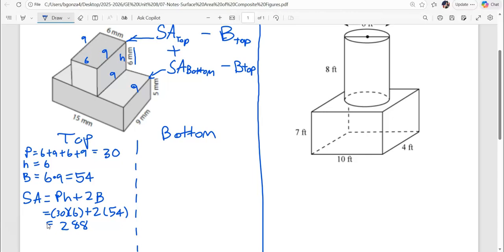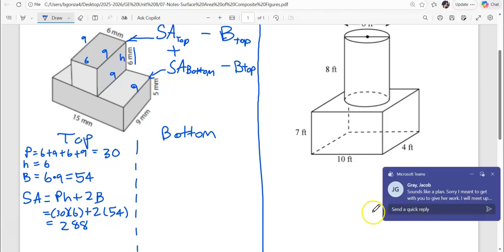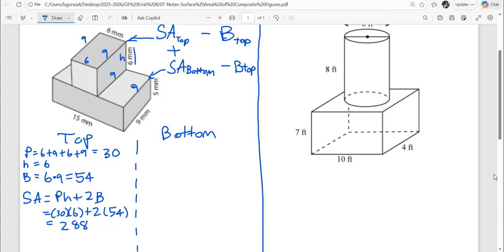All I have found is the total surface area of the top. Okay? Let's do the same thing for the bottom. P, H, B.